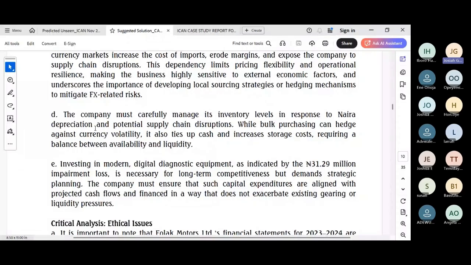So the fourth one I provided is that the company must carefully manage its inventory levels in response to Naira depreciation and potential supply chain disruptions.